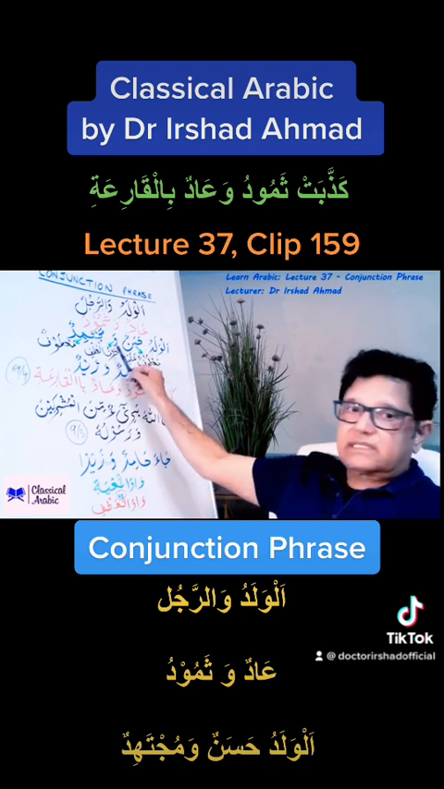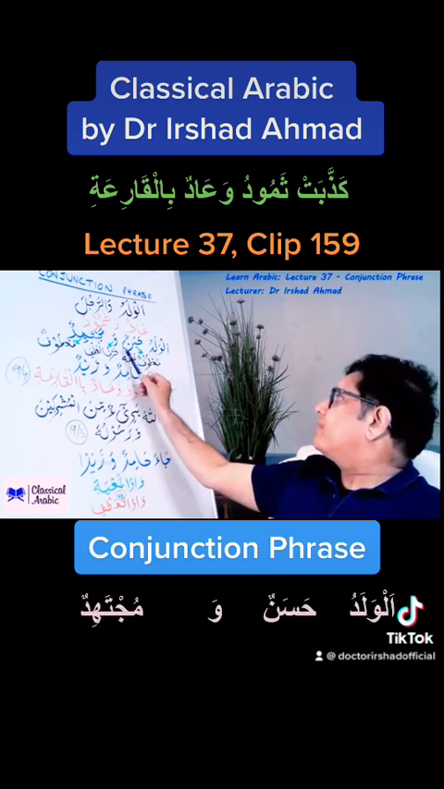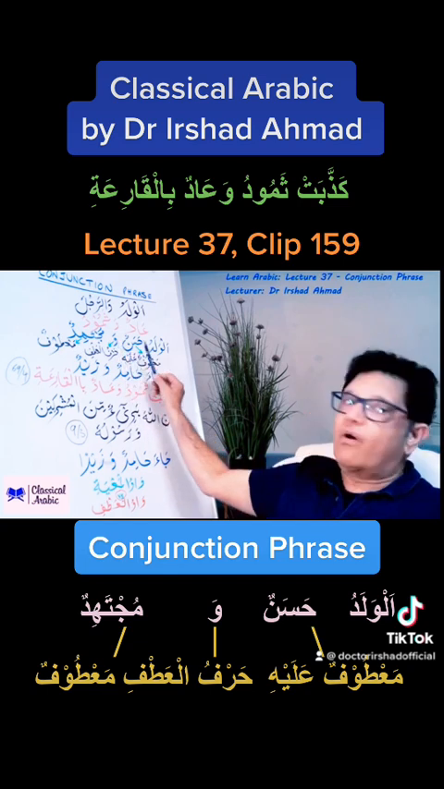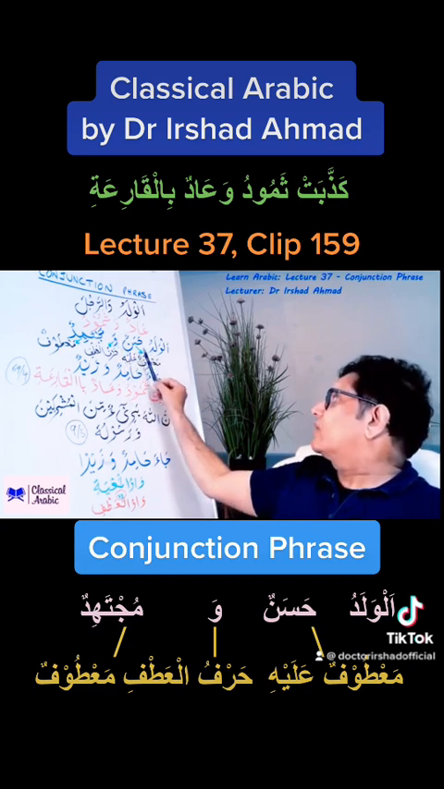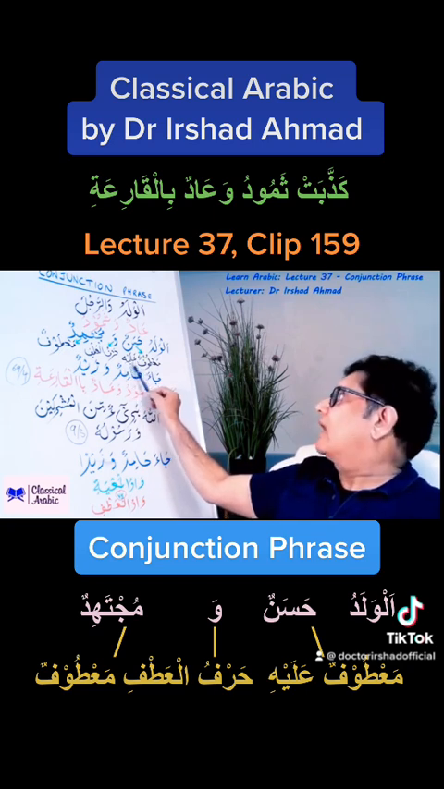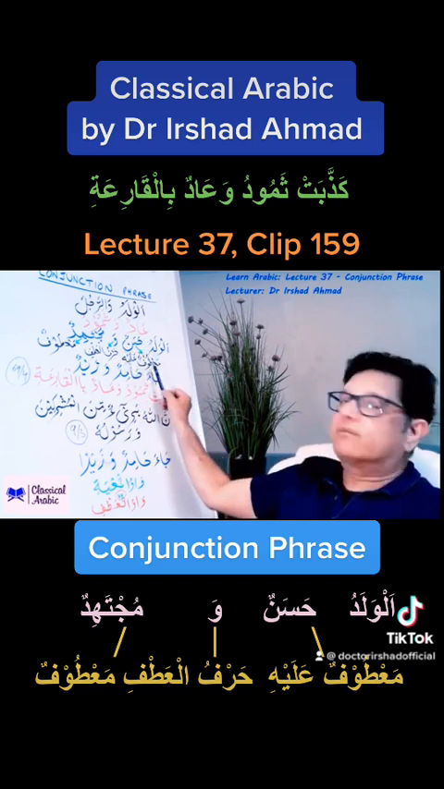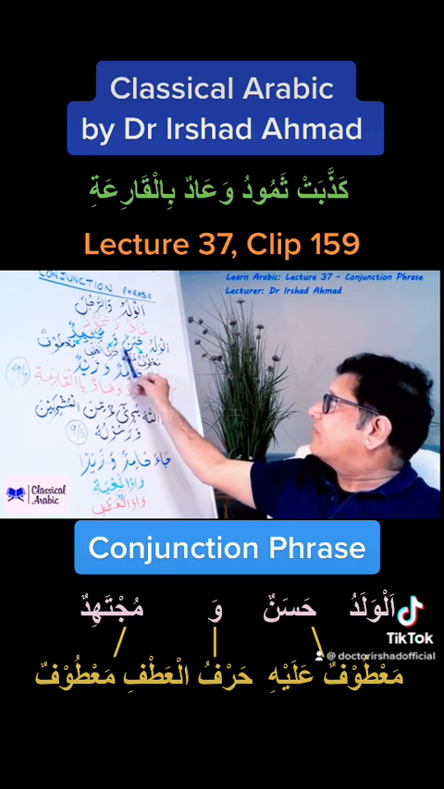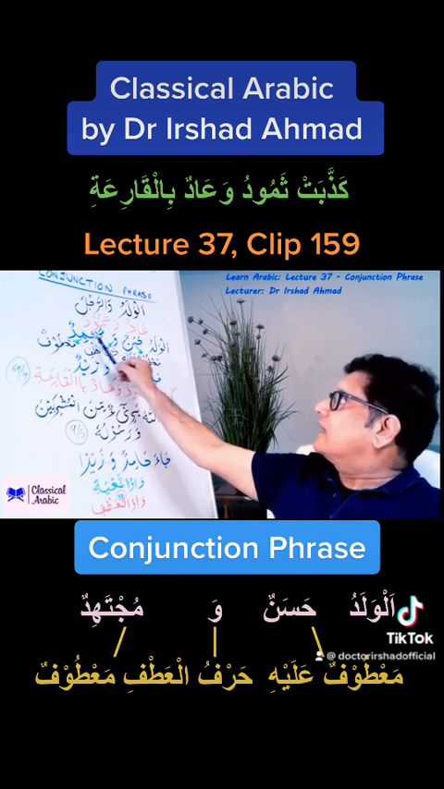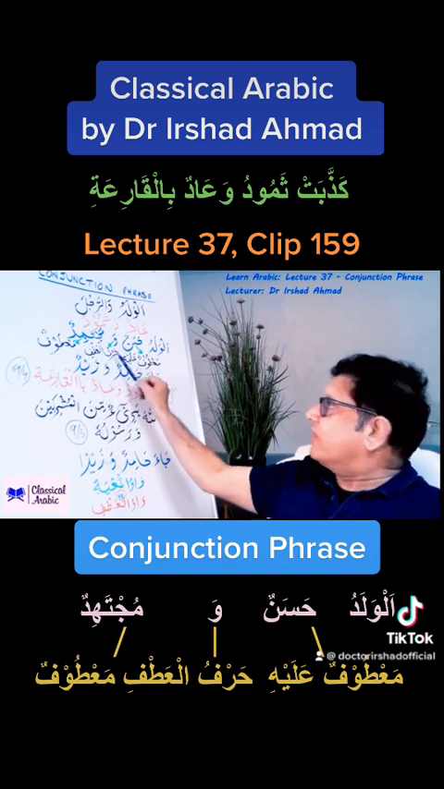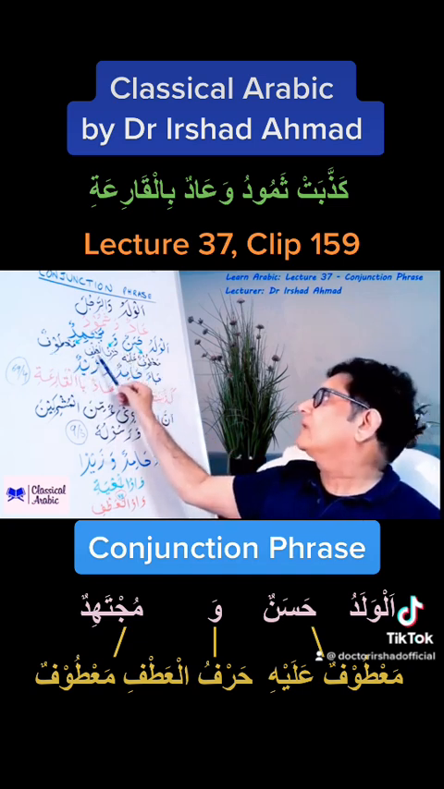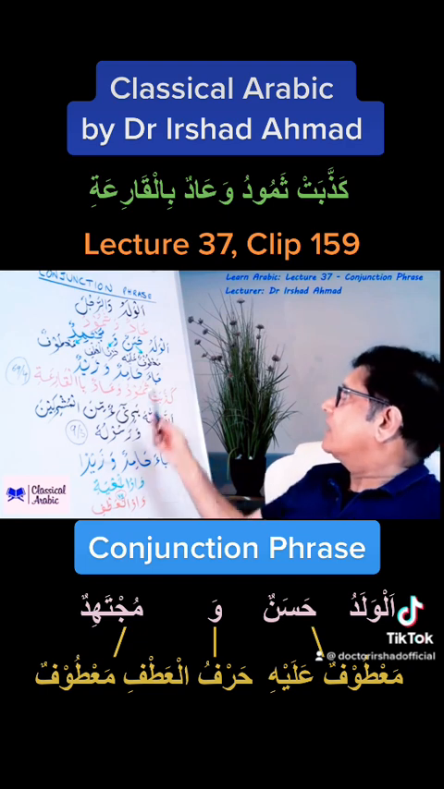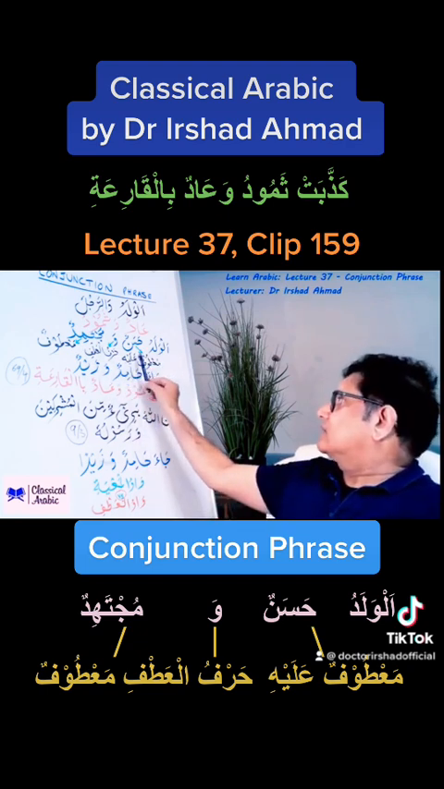So as far as the terminology is concerned, the noun which precedes wa, this noun which is preceding wa here, is called matufan alayhi, or if a sentence follows before this, that would be called matufan alayhi. And a noun or a sentence or a phrase which follows wa is called matuf, and wa itself is called harful atfi, or harf atf, or particle atf. So that's as far as the terminology is concerned.